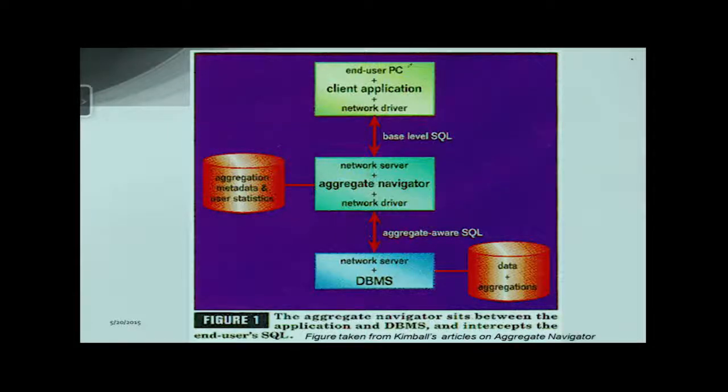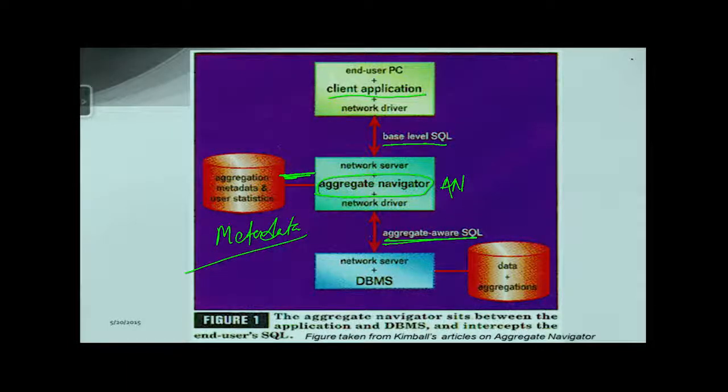So what happens is, this is the end user PC through which my client application is running. I'm issuing a base level SQL, and it goes to the aggregate navigator here. This is my aggregate navigator, and it goes to the metadata. This is my metadata, as you can see here. It consults the metadata and then makes the query aggregate aware.